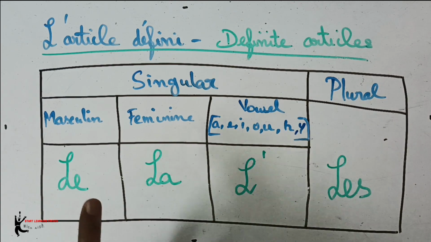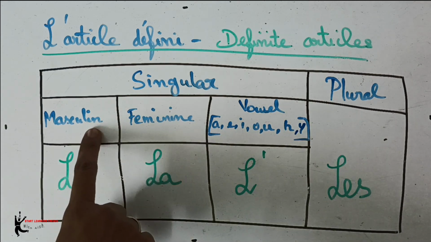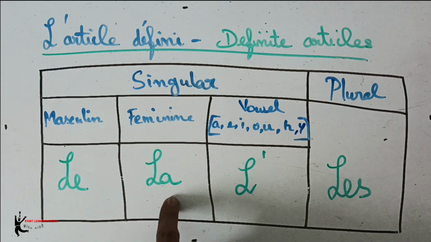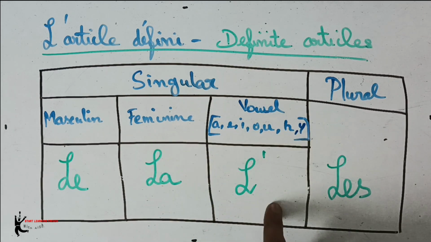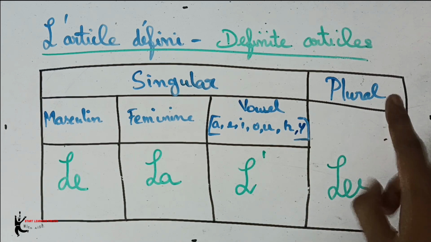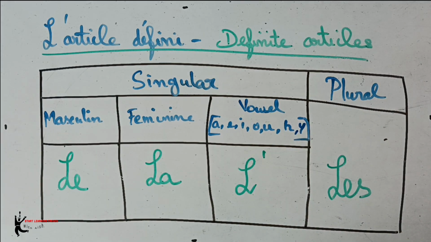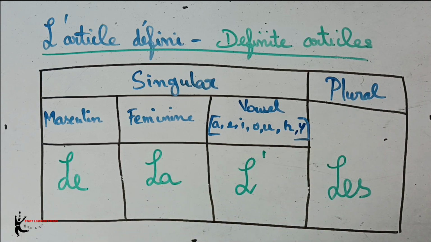Le you are going to use for masculine gender, la for feminine gender, L apostrophe for vowel, and les is for the plural one. Is it clear now? So the article défini is divided into four categories.